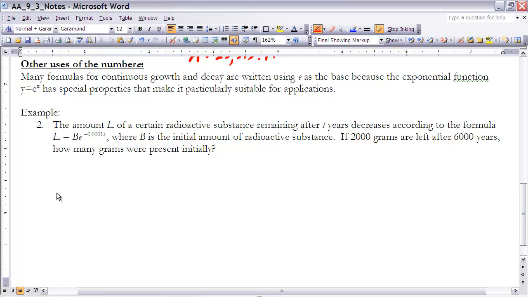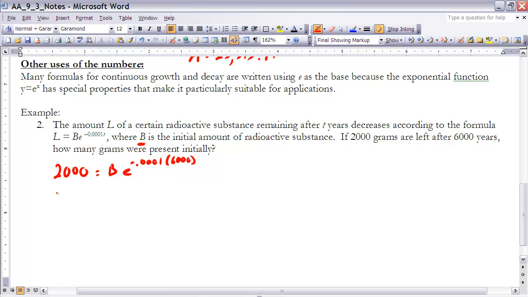The amount of grams present initially is B, so we're going to solve this equation for B. I'm going to plug in what I know. I know that L is 2,000, that's how much I have left right now. B I don't know. Then I have e to the negative 0.0001, and t is the number of years. It says substance remaining after t years, and 2,000 grams are left after 6,000 years, so t is 6,000.